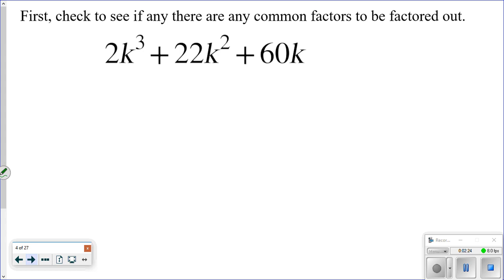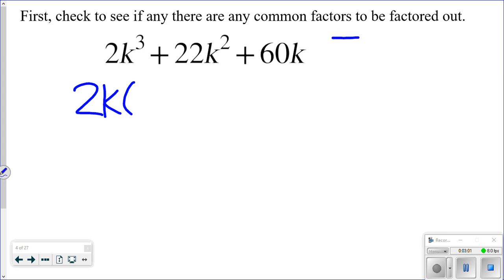Okay, again, I'm going to look at these and see if they have a GCF in common first. So 2, 22, and 60. I see that the smallest of these three numbers is 2. So I'm going to pull out a 2 because 22 and 60 are both divisible by 2. But then I also see that they all share a k, right? I don't know how to factor when there's a k cubed. Usually it says k squared. So they all share a k, so let's pull out a k.